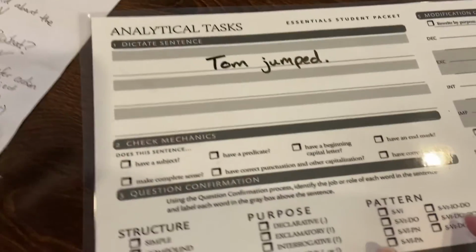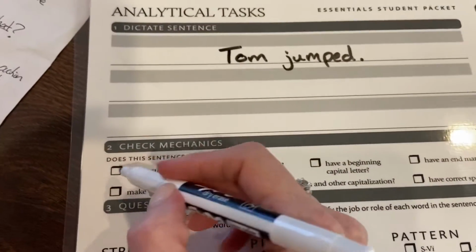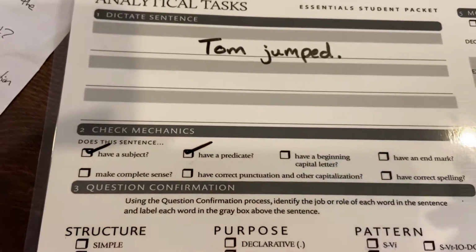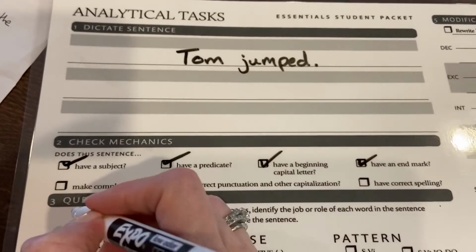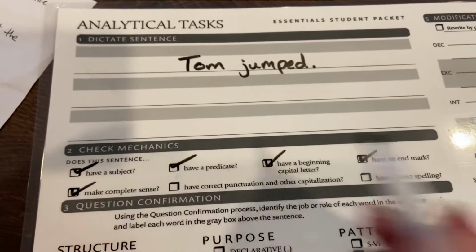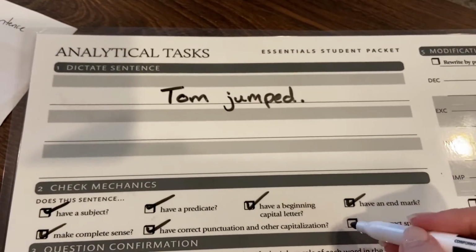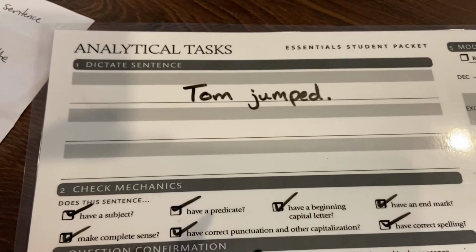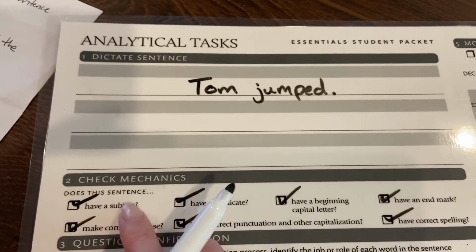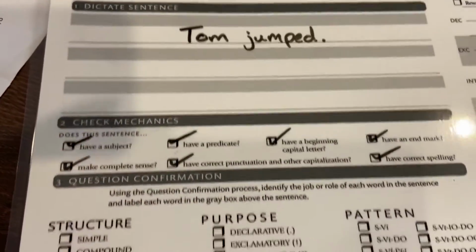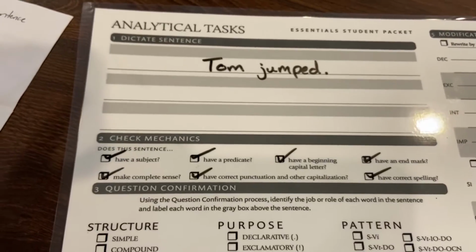So you're ready to check mechanics together, okay? Because this is new, right? Does this sentence have a subject? Yes. Predicate? Yes. Begin with a capital letter? Mm-hmm. Have an end mark? Yes. Make complete sense? Tom jumped. Yes, it does. Have correct punctuation and other capitalization? Yes. Have correct spelling? Yes. And if your student has difficulty right off the bat knowing that it has a subject and predicate, you could always come back and answer those questions at the end of our question confirmation. Okay, so we have checked mechanics. We're good there. We're ready to go to question confirmation.